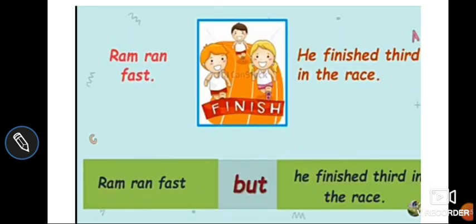Ram ran fast. He finished third in the race. Now these two sentences are opposite. Ram ran fast, but he finished third in the race. So you joined these two sentences by using but. Ram ran fast, but he finished third in the race.